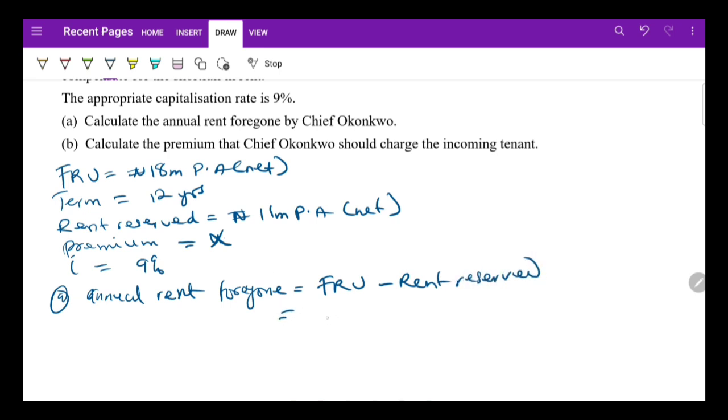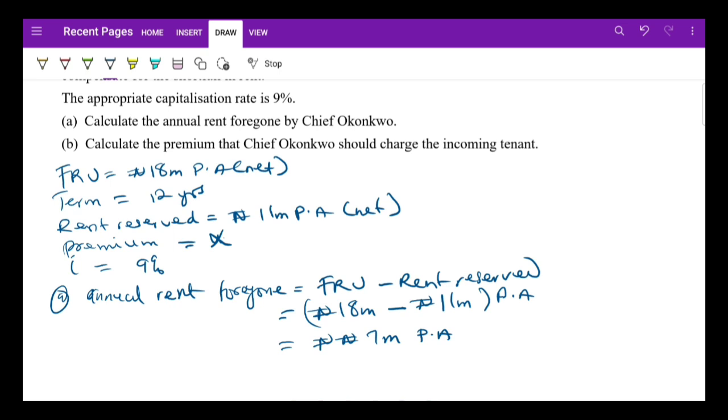And our full rental value is 18 million naira. Our rent reserved is 11 million naira per annum. So that means that the annual rent forgone is 7 million naira per annum. So Chief Okonkwo is losing 7 million naira per annum.